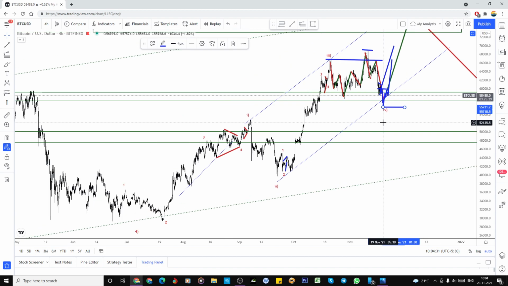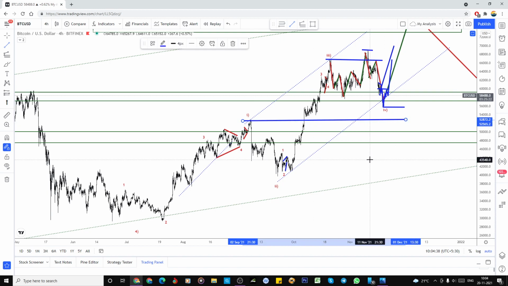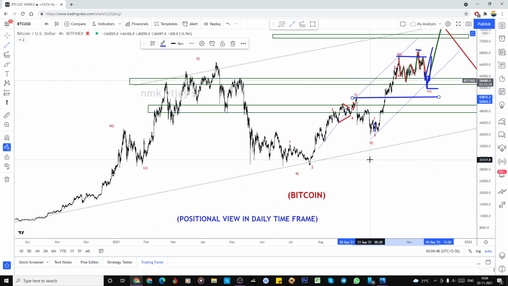So let's wait for this. Previously I placed the stop loss here, 53. I placed the stop loss here. So let's wait for this to trigger.